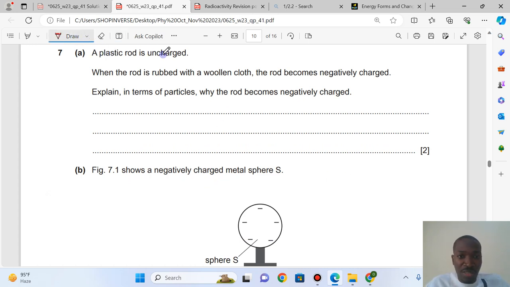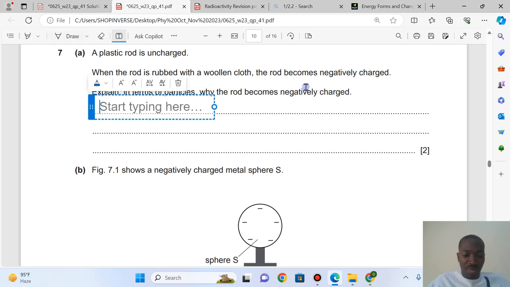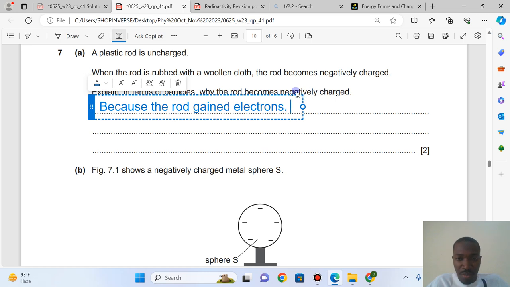The next part of the question: a plastic rod is uncharged. When the rod is rubbed with a woolen cloth, the rod becomes negatively charged. Explain in terms of particles why the rod becomes negatively charged. Because the rod gained electrons. The rod becomes negatively charged. The rod gained electrons, the negatively charged particles, which are the electrons.